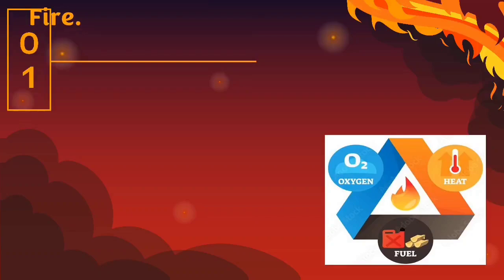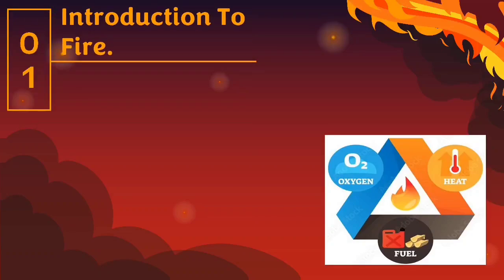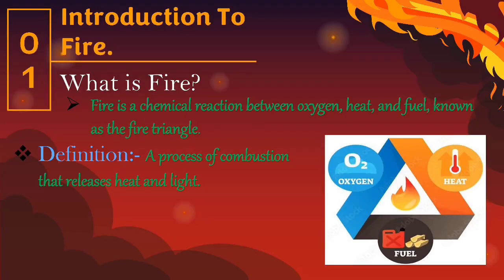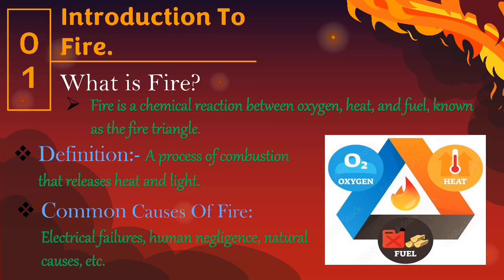At the very first, we are introducing fire. What is fire? Fire is a chemical reaction involving oxygen, heat, and fuel, commonly known as the fire triangle. It is a combustion process that releases heat and light. Some common causes of fire include electrical failures, human negligence, and natural causes.